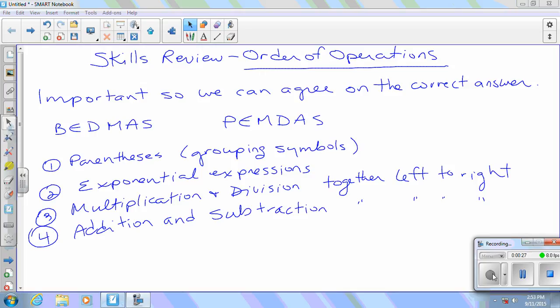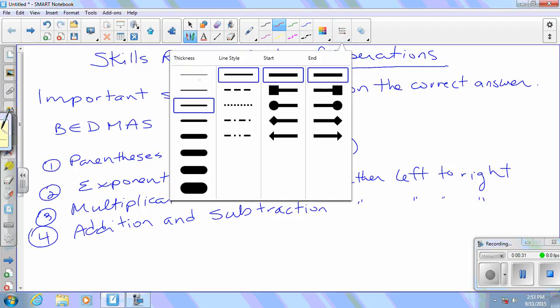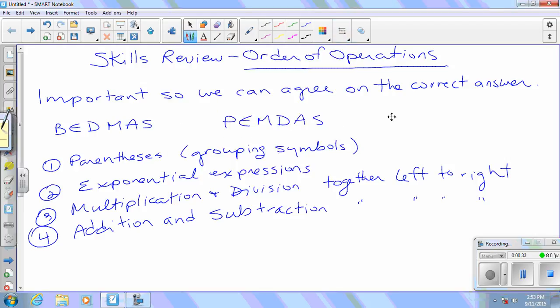And some of you may recall from your school years how you had a way of remembering this, and you might have called it BEDMAS, or you might have called it PEMDAS, if you were in French immersion. And there are other different ways of remembering it, but these seem to be the most common ones that students use. And this is the agreed upon order.